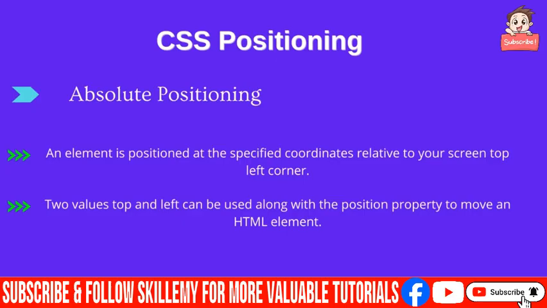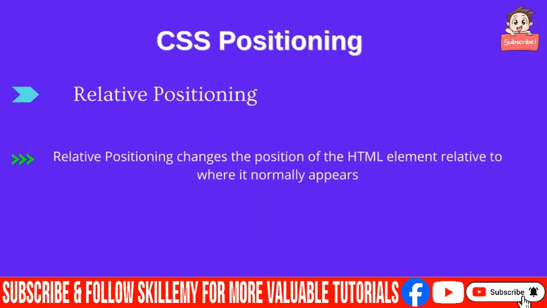Two values, top and left, can be used along with the position property to move an HTML element. For example, if you pass 0, 0 in the absolute position, it will go at the top and the left-hand side, and if you want to make some changes, you can just keep changing the values, that is the left and the top, to put it at a particular position. Now the next thing is relative positioning. Relative positioning is where you again pass the coordinates, but this time it will be relative to its original position.